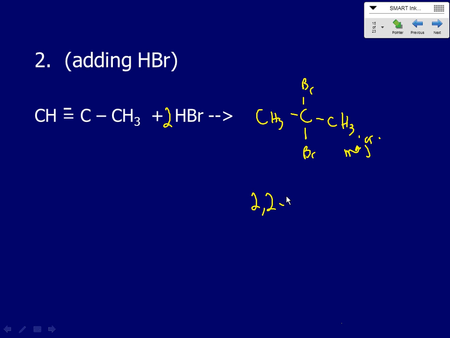2,2, because each branch needs its own number. And then I need a dibromo propane. Okay? All right?